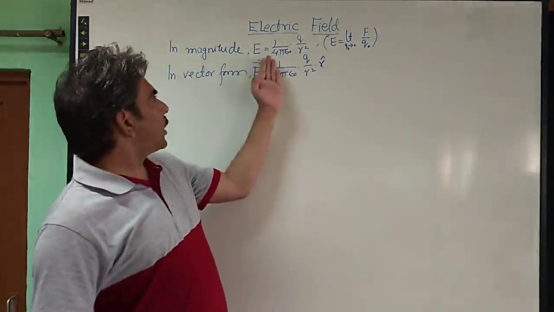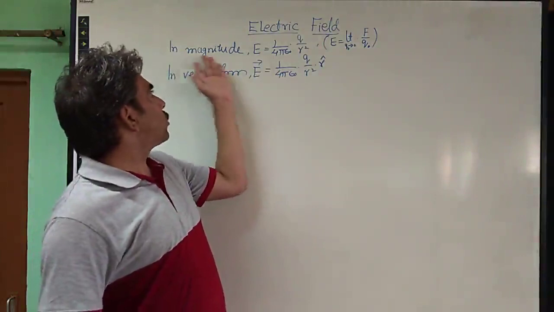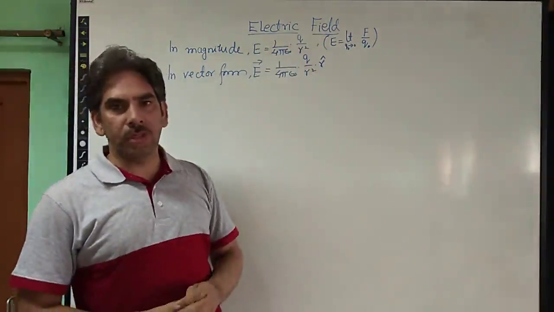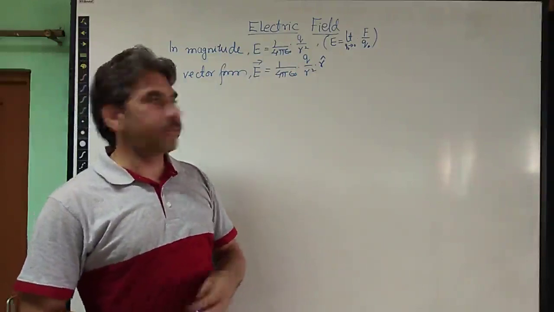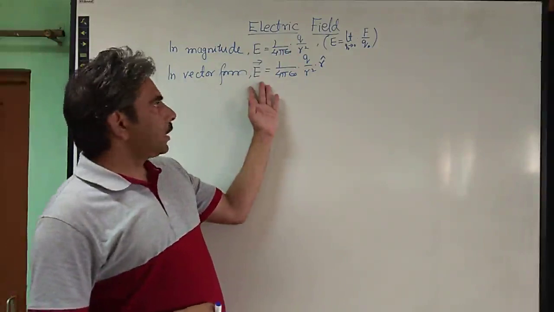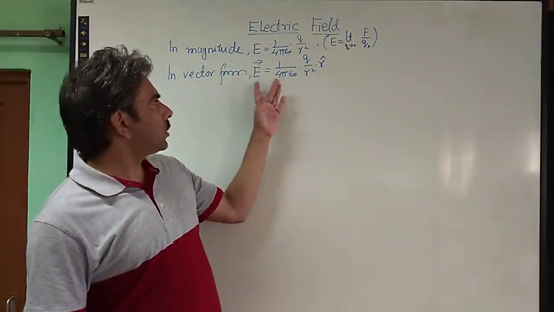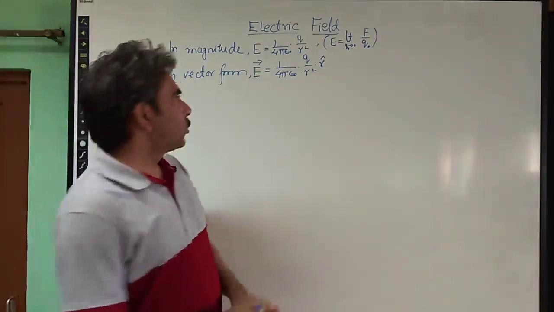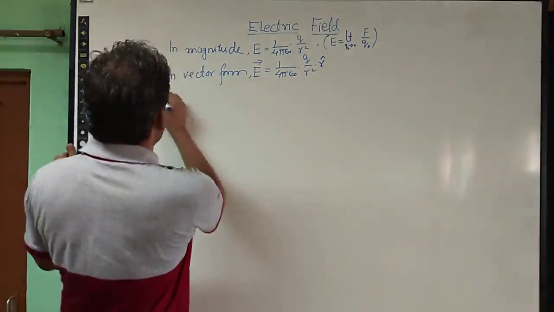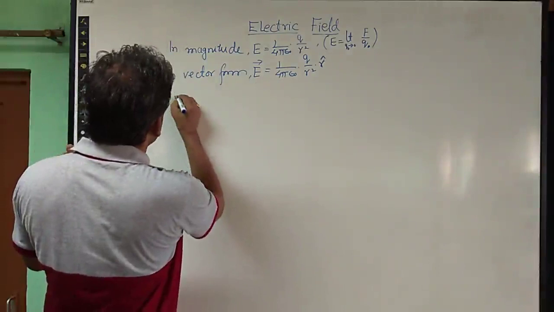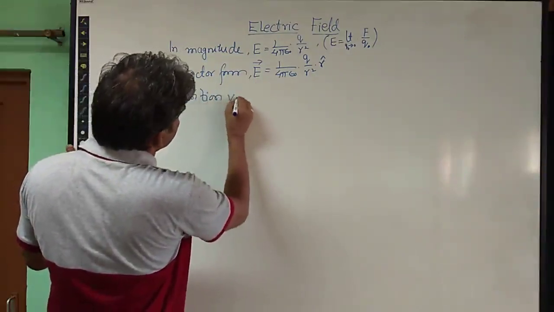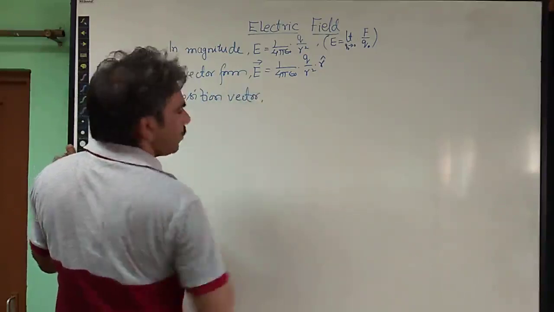So here is the expression for the electric field in terms of its magnitude, which is due to the point charge q, which we also call the source charge, whose electric field we are writing here. And in vector form we have written it just like this. In terms of position vector, we can further write this electric field.